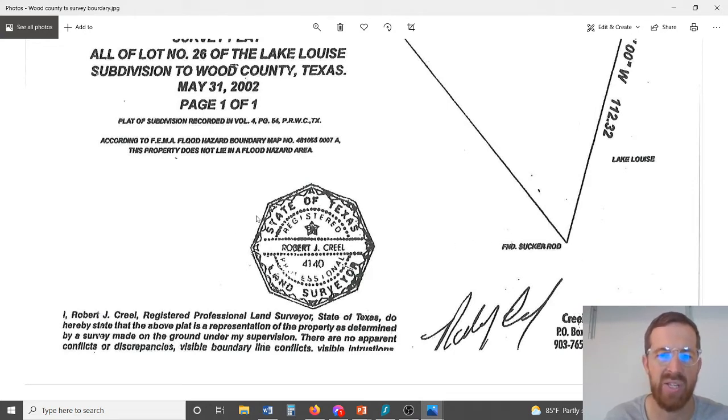There's a seal on the survey, and surveyors are state licensed professionals in every state in the United States. They would be registered with the State Board of Professional Regulation. You need to have someone who is licensed and registered to do this, and they're going to put their licensing seal here.